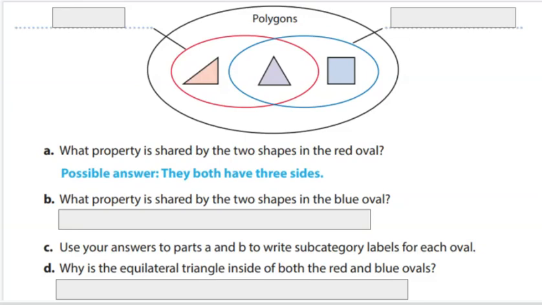So again, you could have had many different answers. One possible one that I'm going with is they both have three sides. Again, you could have put they both had three angles.